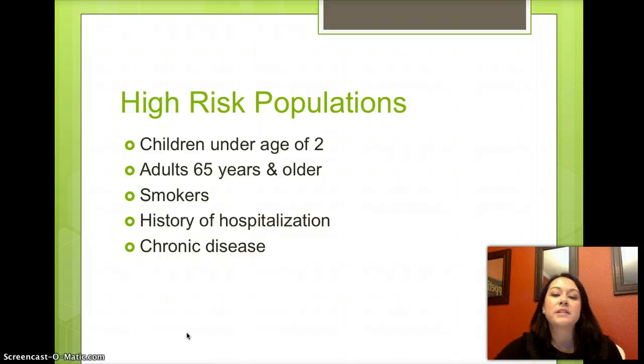Who are our high-risk populations? This is going to be children under the age of 2, adults 65 years and older, smokers, history of hospitalizations. So these are people that have hospital-acquired pneumonia or healthcare-acquired pneumonia, and also chronic disease process people, COPDers, people that have asthma, CHF, diabetes, stuff like that.